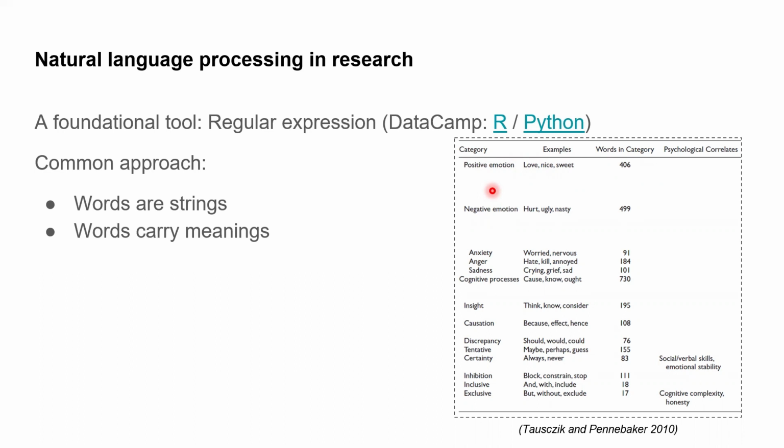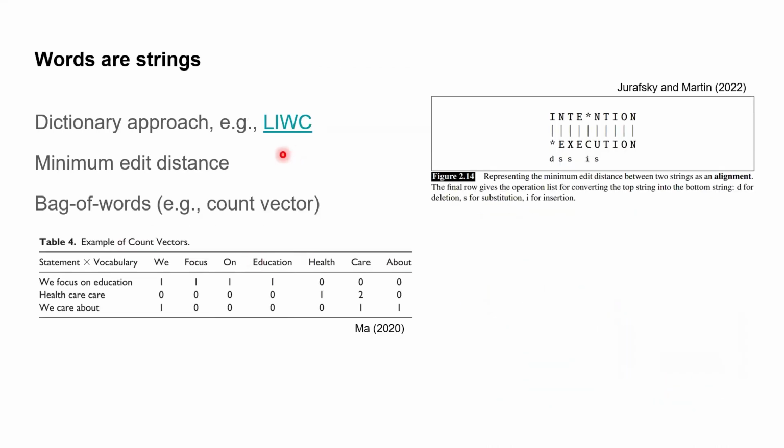So you see, the dictionary approach is actually treating words as strings. Match them. I don't care about their meaning while matching, right? And then there's another approach where we treat words as carrying meanings. Dictionary approach, LIWC, I introduced that. And also minimum edit distance. Here, words are still strings.